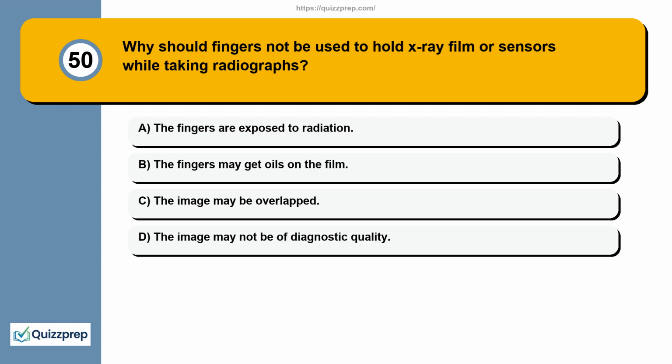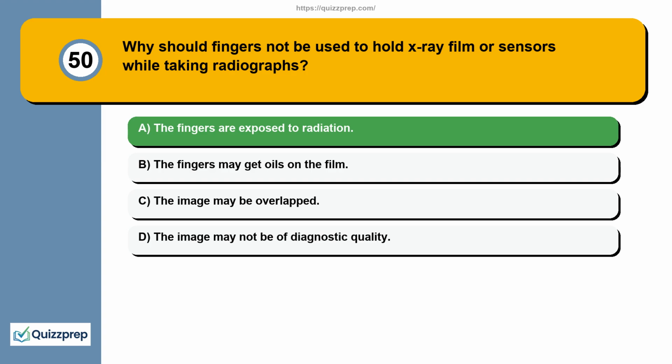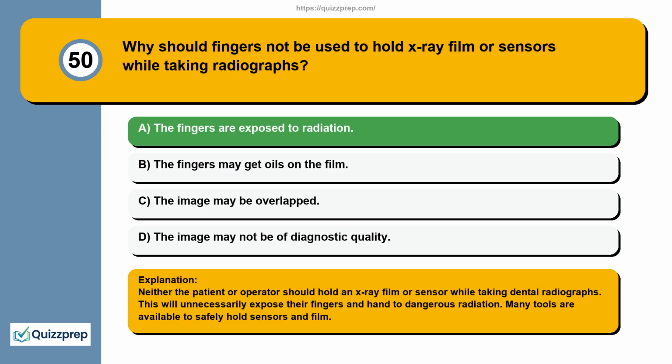Question 50. Why should fingers not be used to hold X-ray film or sensors while taking radiographs? The fingers are exposed to radiation. The fingers may get oils on the film. The image may be overlapped. The image may not be of diagnostic quality. Neither the patient nor operator should hold an X-ray film or sensor while taking dental radiographs. This will unnecessarily expose their fingers and hand to dangerous radiation. Many tools are available to safely hold sensors and film.